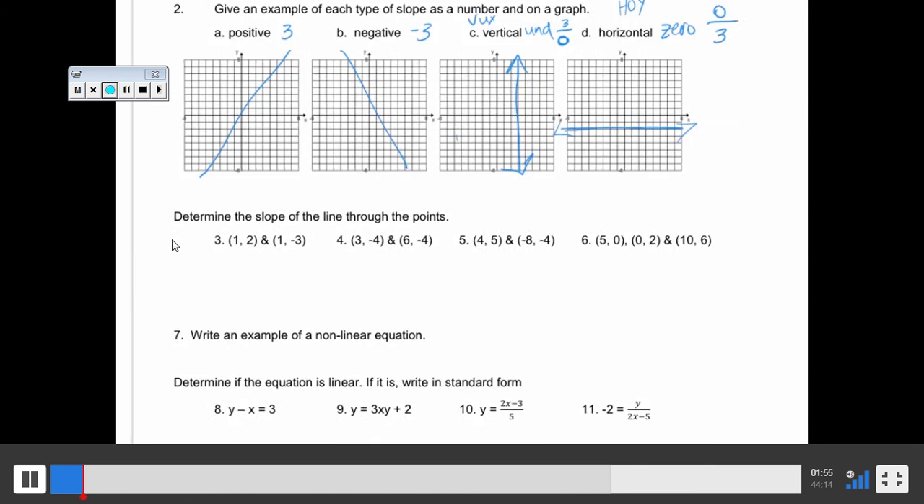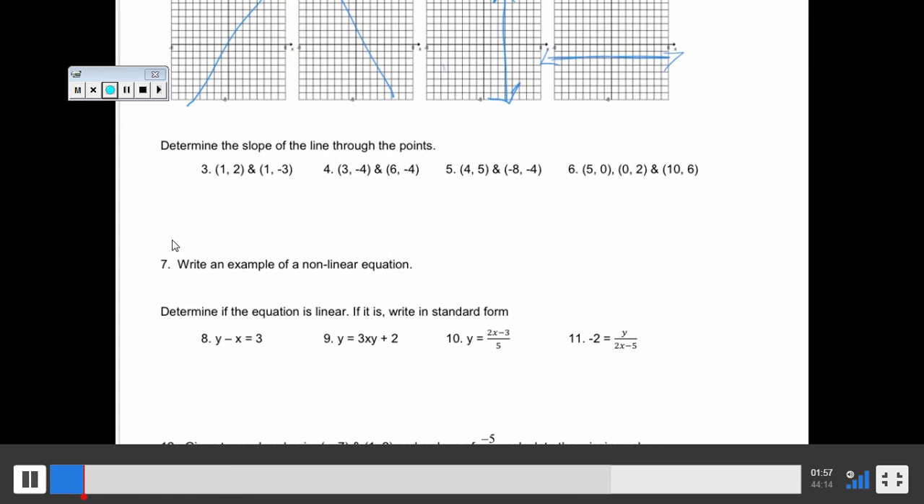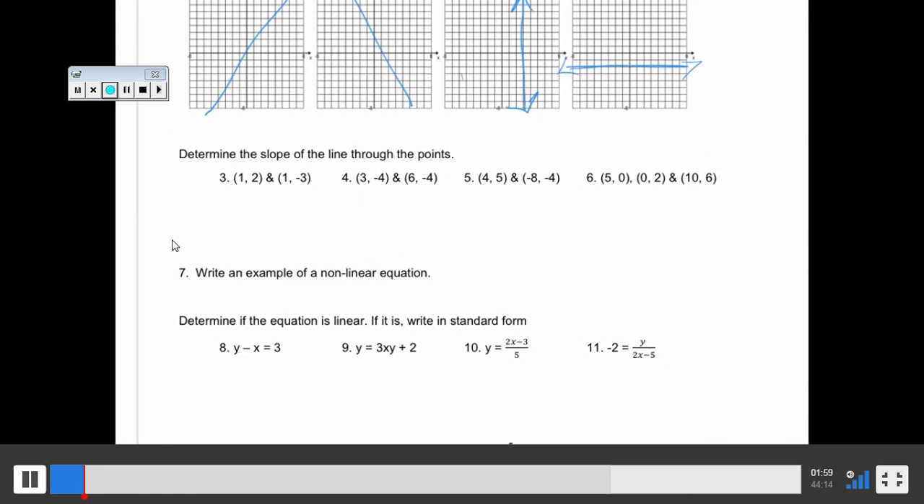If we're going to find the slope of all of these points, we need to use the slope formula. If you need to, you can always label x1, y1, x2, y2. So we could write the slope is negative 3 minus 2 over 1 minus 1. So that's going to be negative 5 over 0. Remember, 0 is in the denominator. That is an undefined slope.